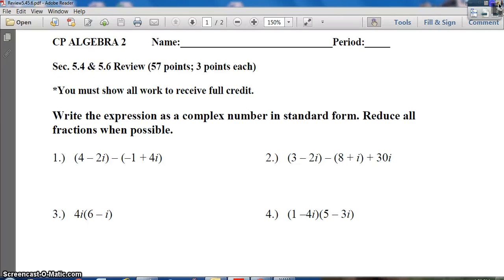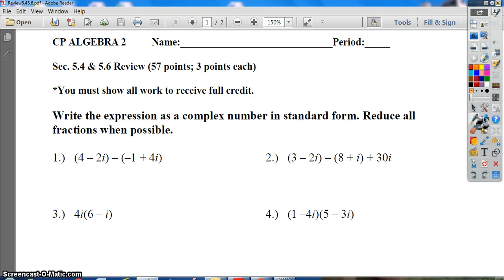Guys, welcome to the review of your 5.4 or 5.6 test. Let's just jump in right here. This becomes 4 minus 2i plus 1 minus 4i. So when I go to combine like terms, this is 5 minus 6i. That is in standard form. Notice the 5 has to come first, then the i term.